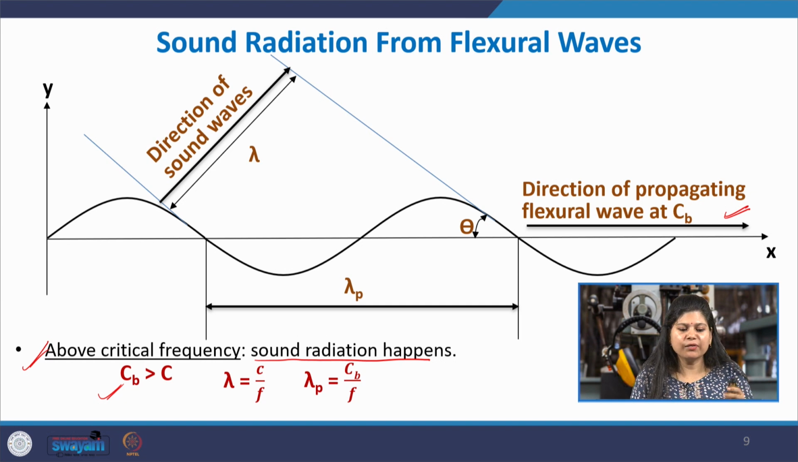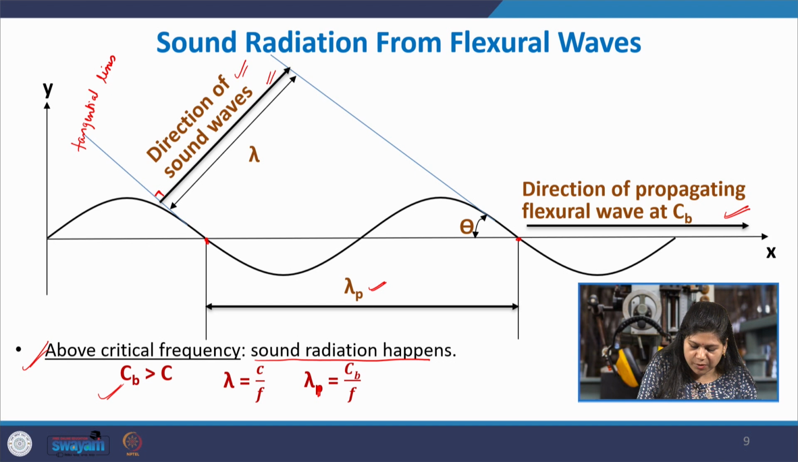How do you find the direction of the sound waves it is creating above the critical frequency? If you draw lines parallel to this waveform at the trough, from two successive troughs you draw these tangential lines, and then a perpendicular line from this, that gives you the direction of the sound waves it is creating. Here the distance between these two troughs becomes the lambda of B, because it is a bending wave.